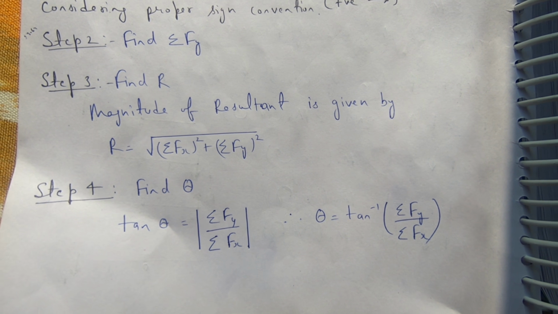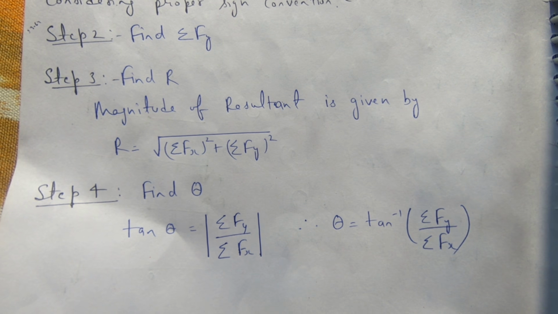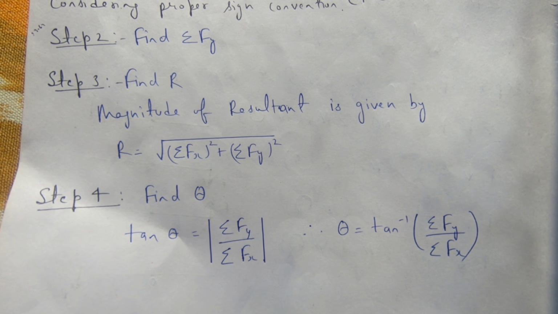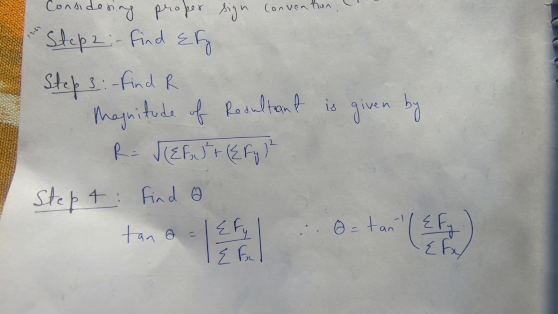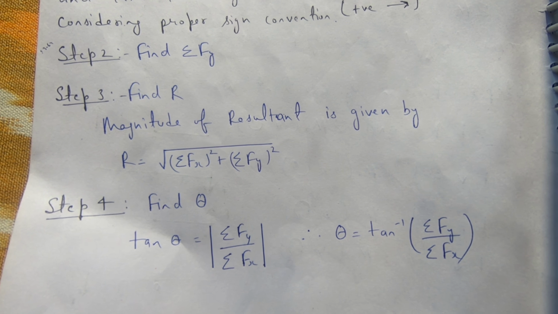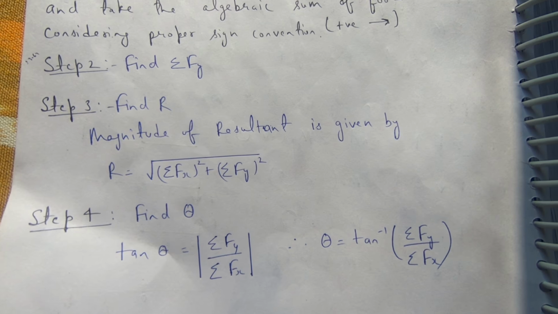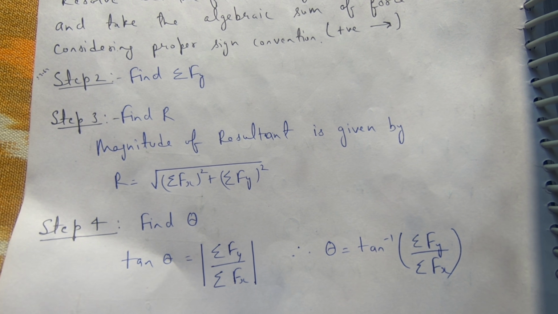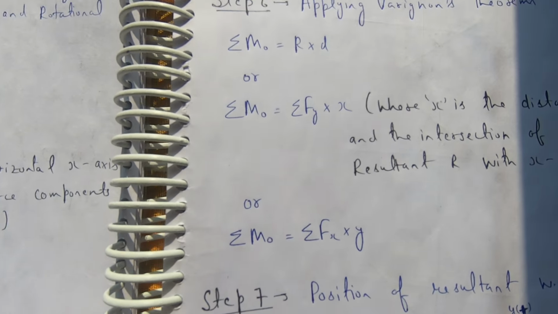Step 3, find R. Magnitude of resultant is given by R is equal to square root of summation of forces in x whole square plus summation of forces in y whole square. Step 4, find theta. Tan theta is equal to mod summation Fy by summation Fx. Theta is equal to tan inverse summation Fy by Fx.